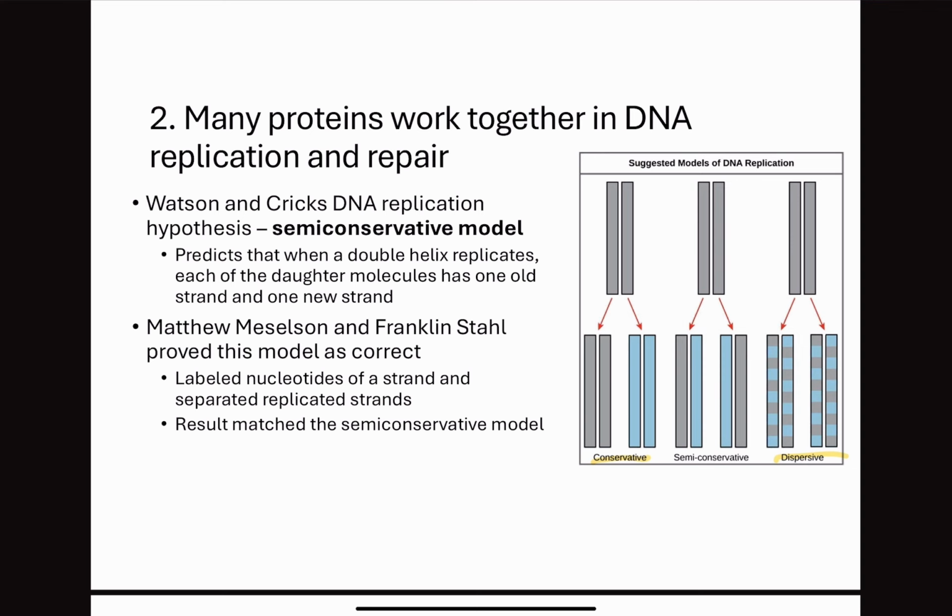It wasn't until the late 1950s that two researchers named Matthew Meselson and Franklin Stahl proved the semi-conservative model as correct. What they did was they labeled nucleotides of a strand and separated replicated strands. When they traced what happened, the results matched that of the semi-conservative model, in which each DNA has one parent strand and one new strand.